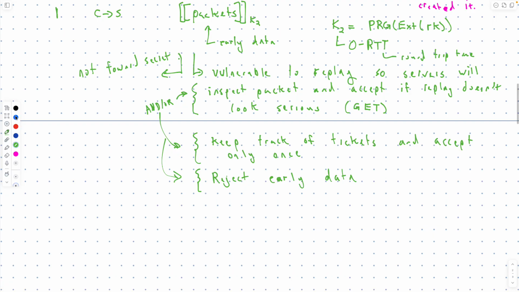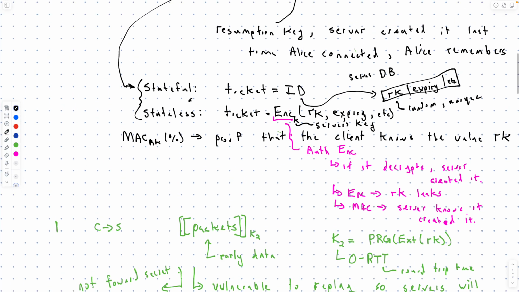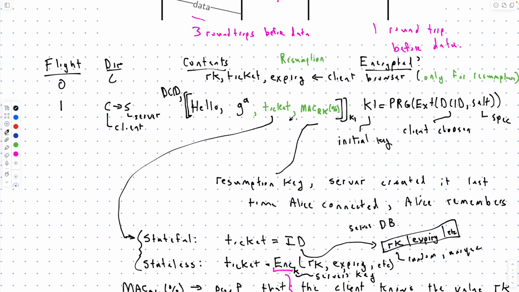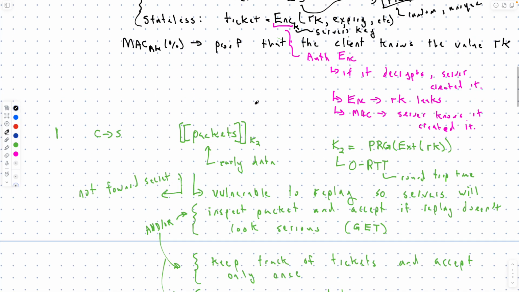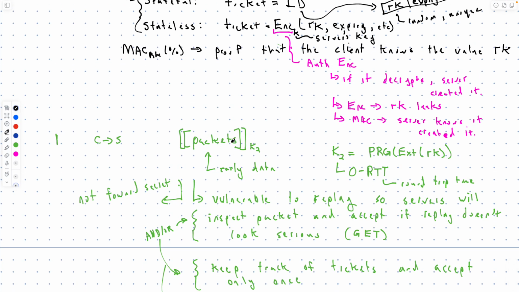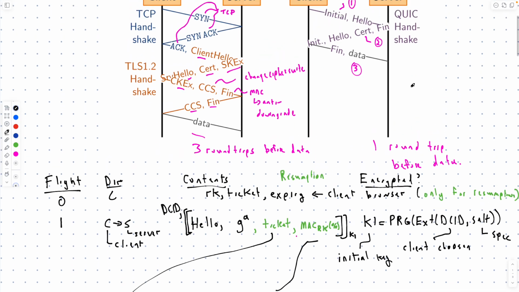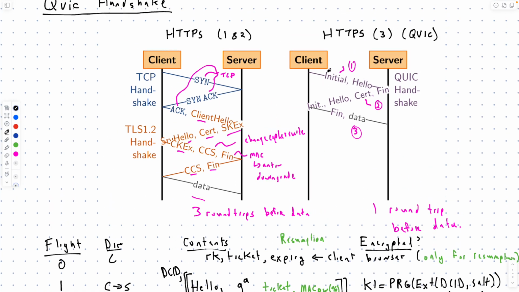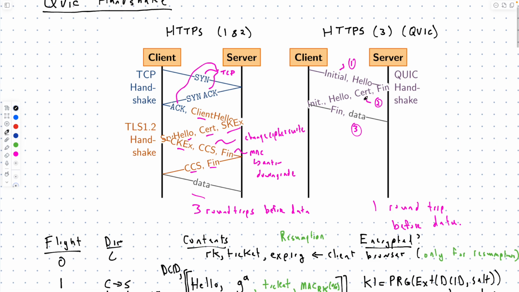Okay. So that's flight 1. We send this stuff. If we're resuming, we send this as well. And if we're resuming, we can also send packets right away. So in this diagram, we're actually sending data. We're sending initialize, hello, and data all in the first pass itself.